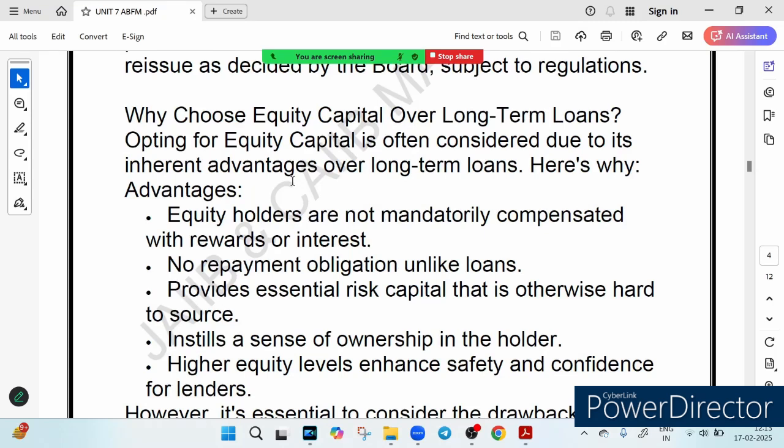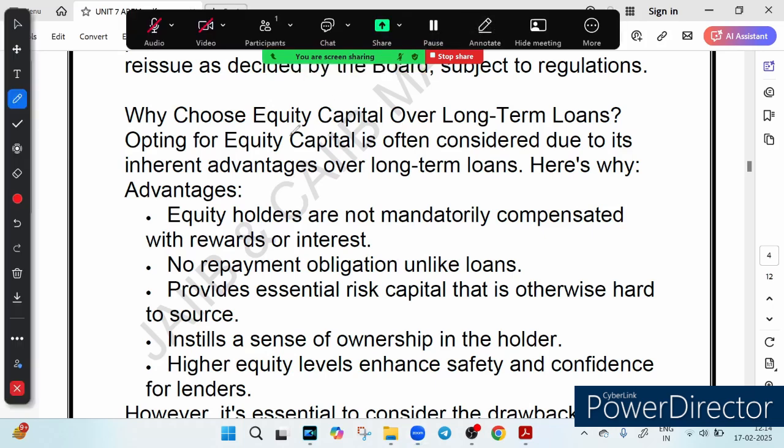Let's try to understand. Friends, if you are confused about why to choose equity capital over a long term loan, or whether a business should raise money through equity or by taking a loan, I told you earlier that there should be a mix of these two. But if you are confused, this slide will make it clear. So the question is equity capital versus long term loan, right?